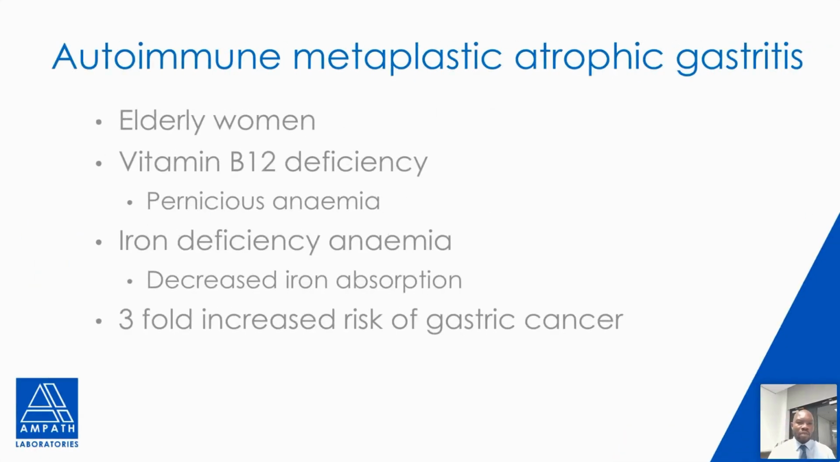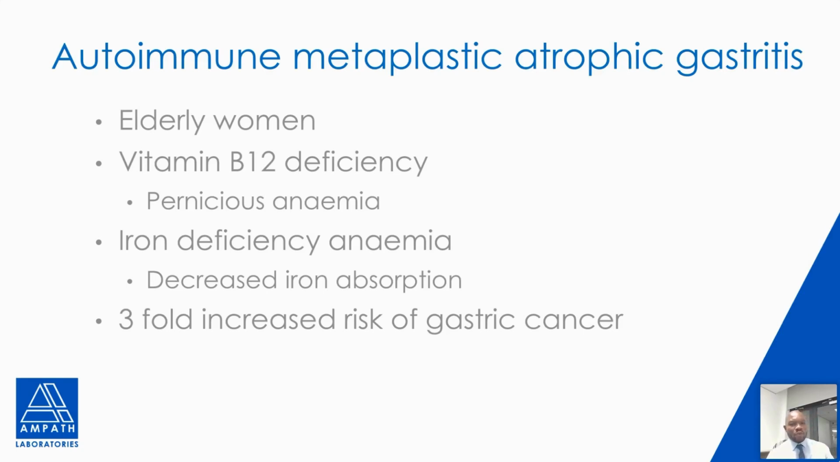So autoimmune metaplastic atrophic gastritis is largely seen in elderly women and is associated with vitamin B12 deficiency, leading to pernicious anemia. These patients may also present with iron deficiency anemia, due to decreased iron absorption in the stomach. They also have an increased risk of gastric cancer. The cancers include adenocarcinoma as well as neuroendocrine tumors, but these neuroendocrine tumors are indolent.